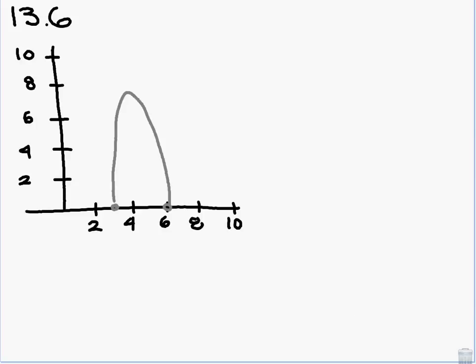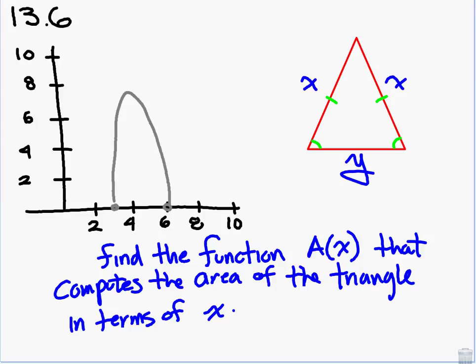We're going to tackle problem 13.6. So I have some work started here, and basically we're going to have a graph, and they're going to ask us to do something with the area of an isosceles triangle where the given sides are x and y, and we're trying to find an area function with respect to x of that triangle.